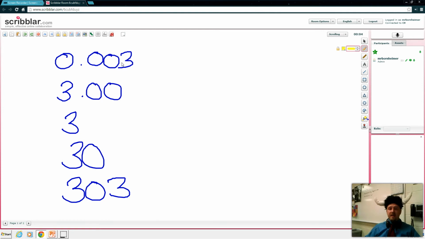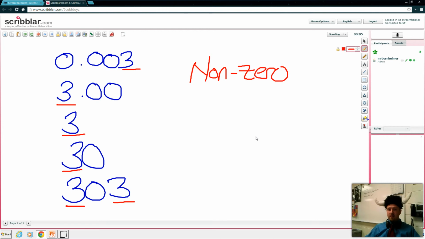Numbers that would be significant are any non-zero number. So 3 would be significant. This 3 is a non-zero number, so it's also significant. Let's go ahead and underline these. This 3 is significant, this 3 is significant, this 3, this 3, and this 3. So any non-zero number is significant.